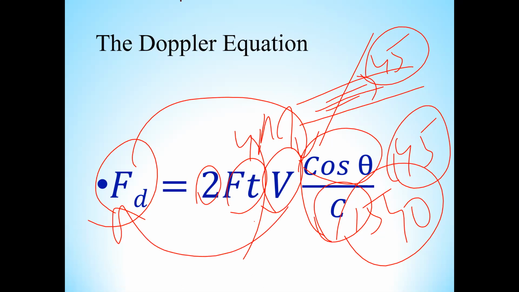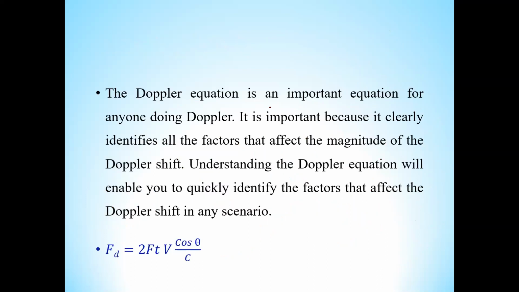You can say that Doppler shift is directly related to the velocity of the blood. So this is important information, and with the help of that Doppler shift you can predict the velocity of the blood. So the Doppler equation is an important equation for anyone doing Doppler. It is important because it clearly identifies all the factors that affect the magnitude of the Doppler shift. Understanding the Doppler equation will enable you to quickly identify the factors that affect the Doppler shift in any scenario.